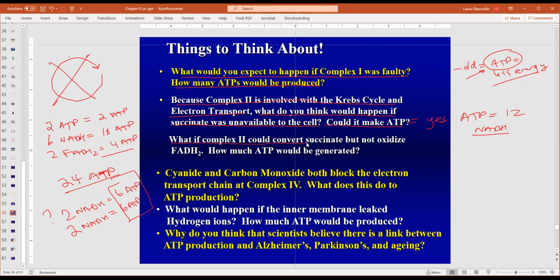What if complex 2 could convert succinate? So the Krebs cycle is running, but it can't oxidize. What does oxidized FADH2 mean? Does it mean lose electrons? Right. So it couldn't pull the electrons off FADH2, which means that how many ATP would we make?